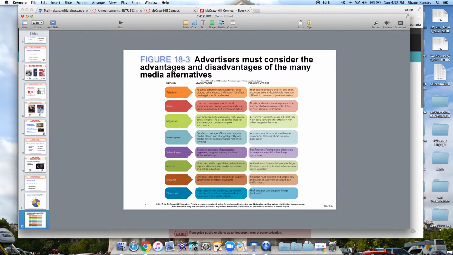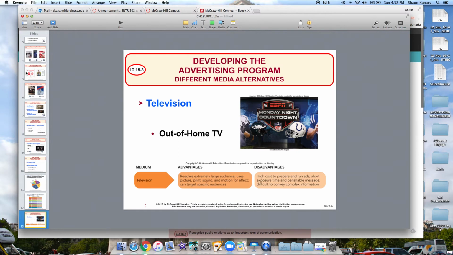Now, there's many advantages and disadvantages for all the different media alternatives that you have out there. Let's talk a little bit about the main ones. Television. Some of the advantages are that it reaches extremely large audiences, and it uses picture, print, sound, and motion for effect and can target specific audiences. For example, if we sell home products, we can target the Home and Garden Television network or the DIY network very easily.